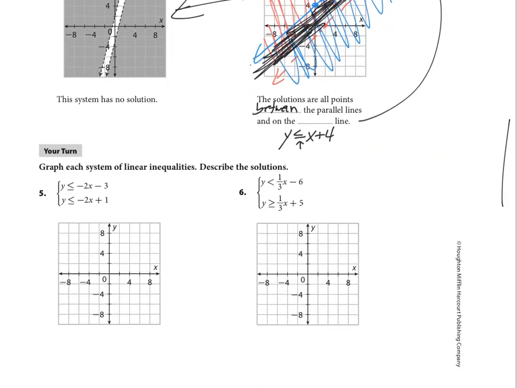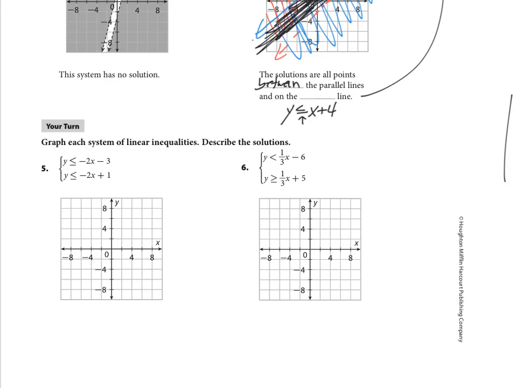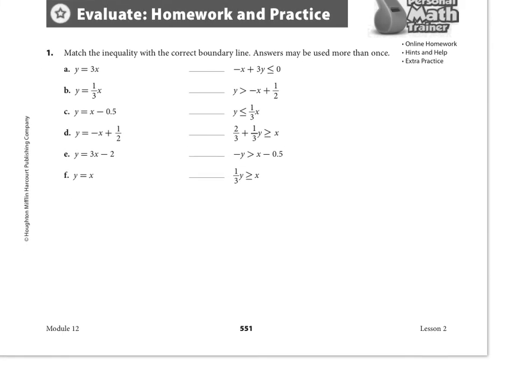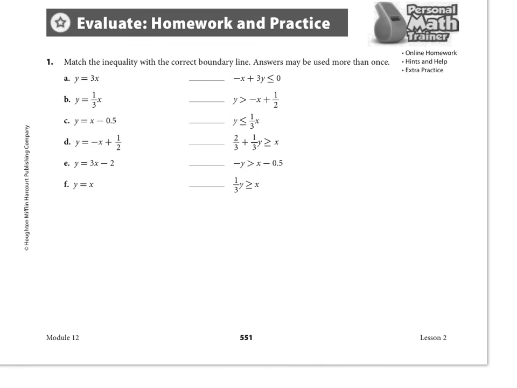So again, there's some for your turn, and we've looked at the two special cases. So we're just to the evaluate, which is on page 551. And on 551, you are doing numbers 1 through 25, odd.